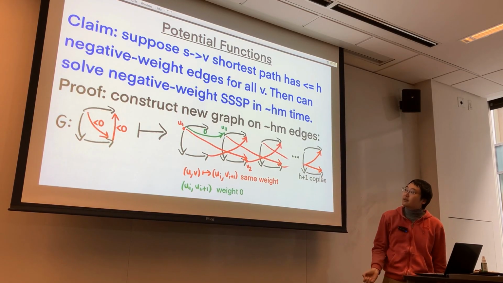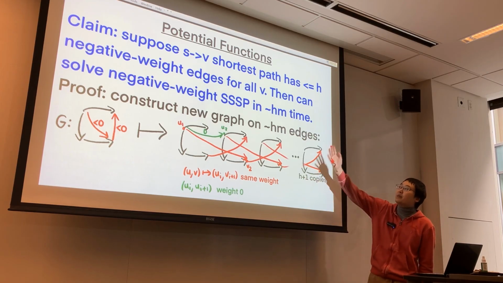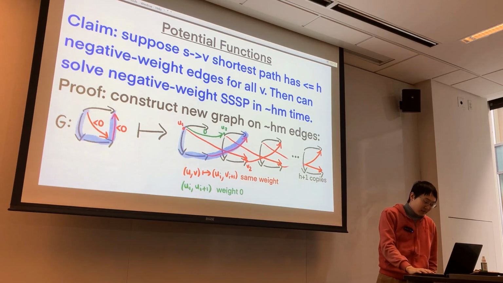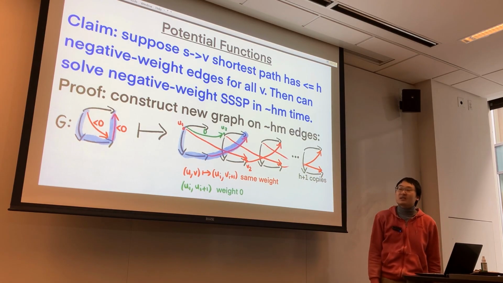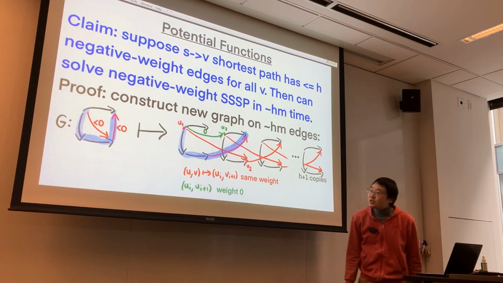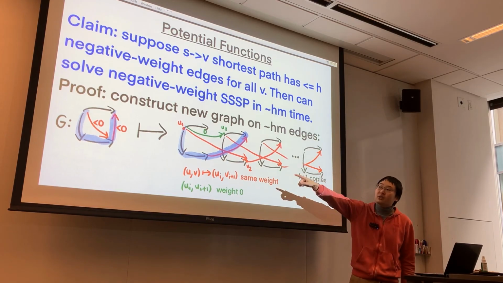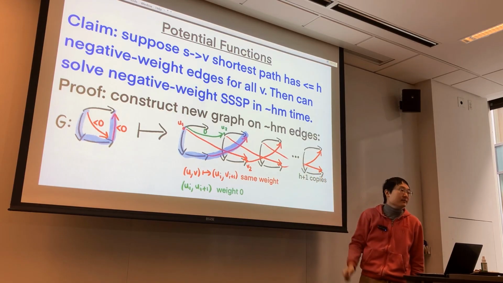Okay, so this is the graph. It has about h times m edges. And let's understand why we construct it this way. I want to map original paths to paths in this new graph.